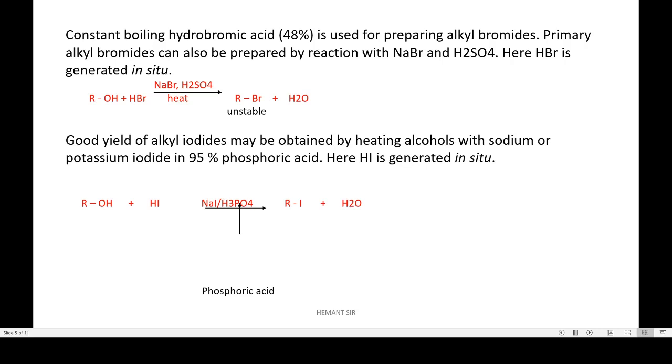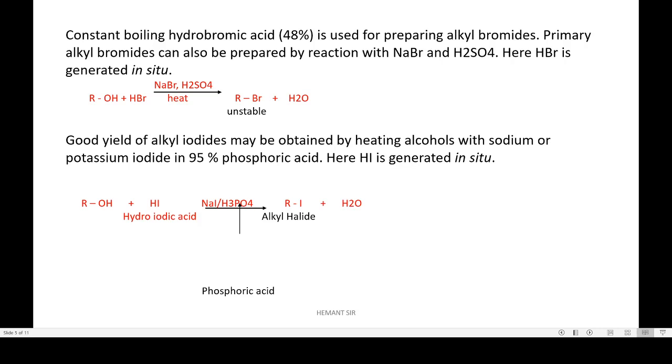A simple reaction does not happen. If you try ROH plus HI, it gives a reversible reaction and the product will be RI plus HI. Why reversible? HI is a strong reducing agent, hence a simple reaction is not possible.